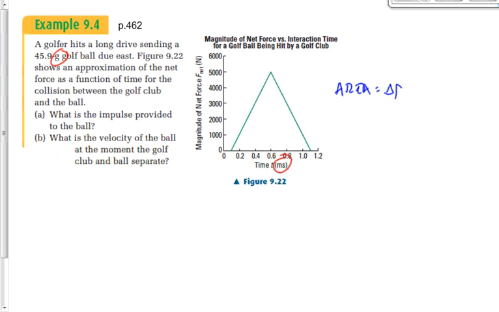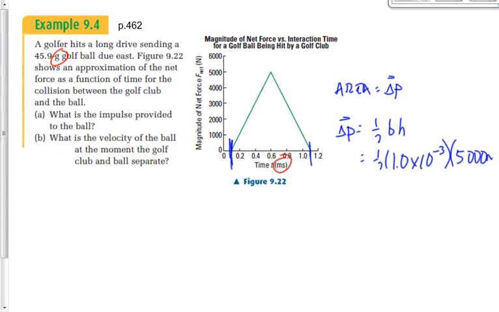Let's get the area here. It's a triangle, so it's going to be 1/2 base times height. The base of it goes from 0.1 to 1.1, so it's 1.0 times 10 to the minus 3 seconds. I remember doing that because I circled milliseconds, or I highlighted it. My height here is 5,000 newtons. When I do the math there, I think it works out to be 2.5 newton seconds, or kilogram meters per second.